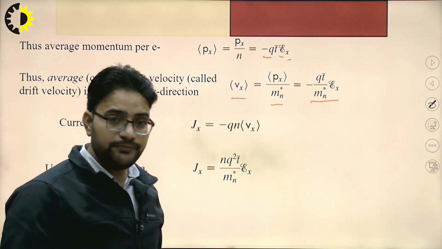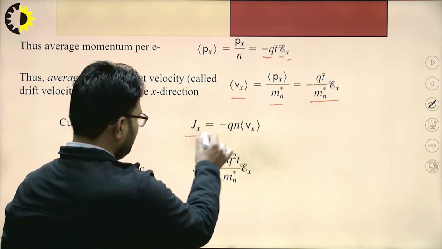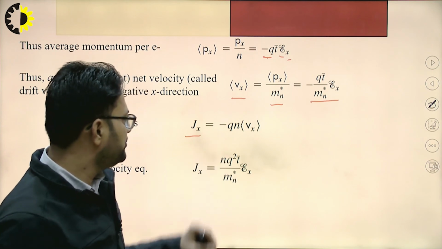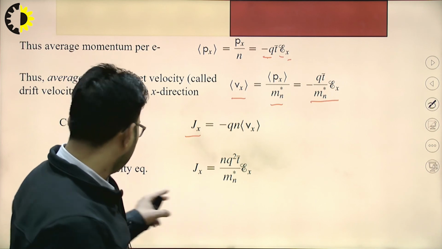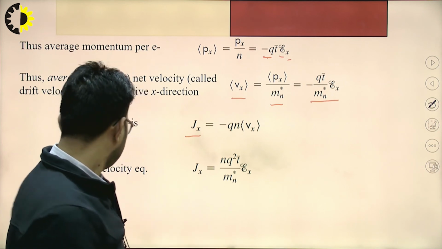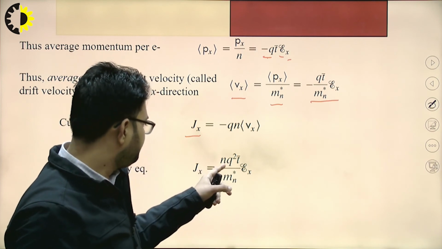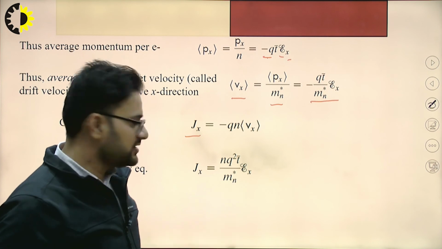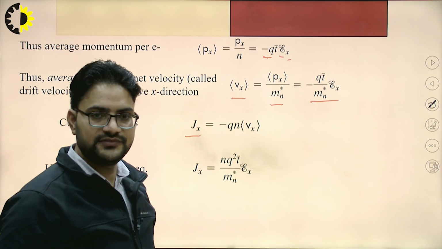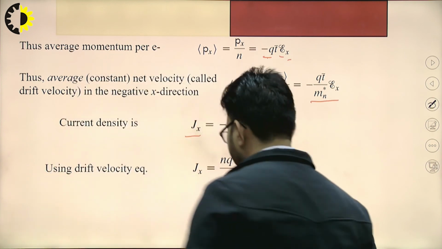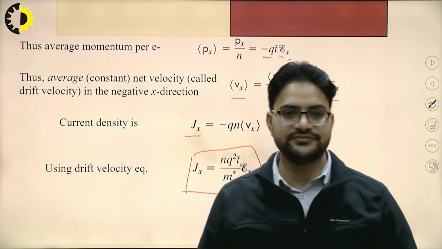Now we can also compute the current density. So current density Jx is equal to minus q into n into Vx, right? And with the drift velocity equation, Jx is equal to n into q square multiplied by t divided by mn asterisk into Ex, right? So this is the final equation for the current density in the x direction.